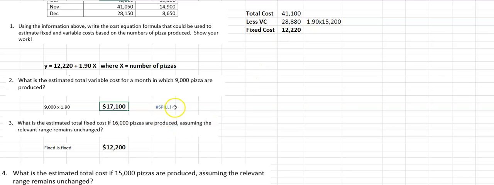I saved this here for you because that's where I dropped the computer. Would you believe that? I dropped the computer and it typed this in Excel. It's a first for me.